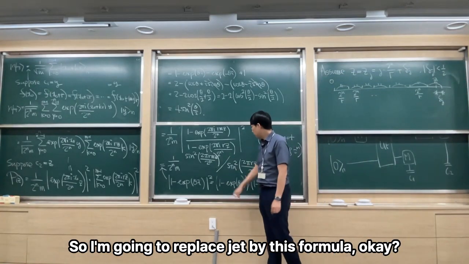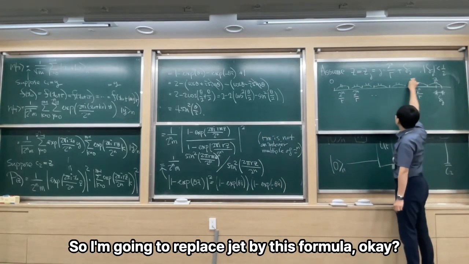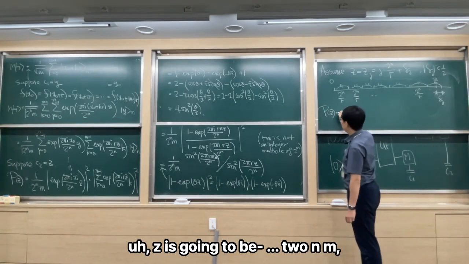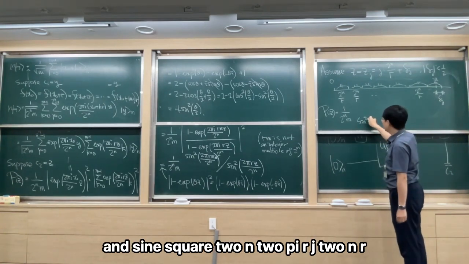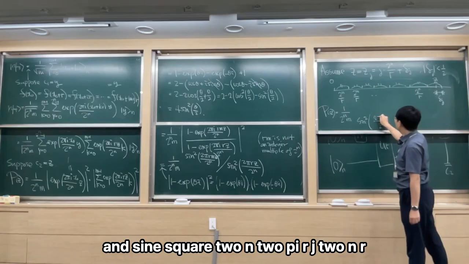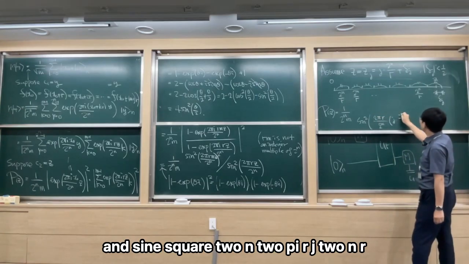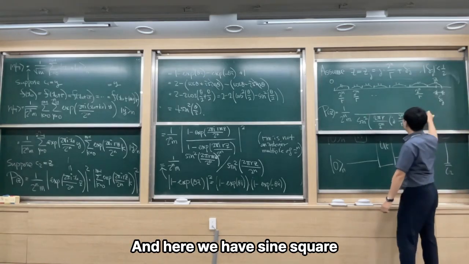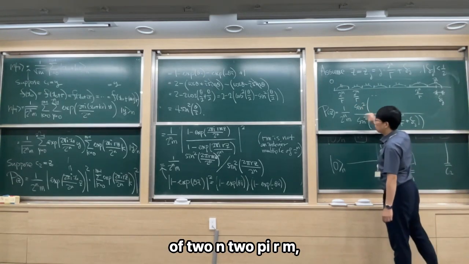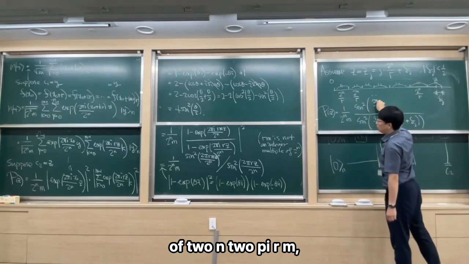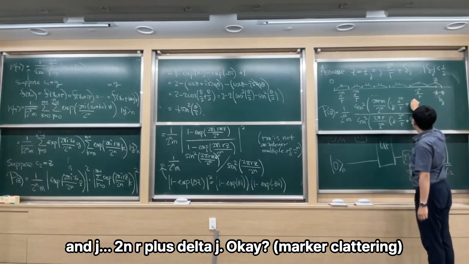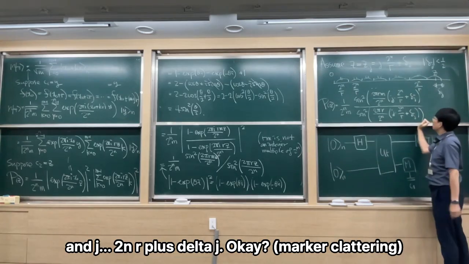So I'm going to replace j by this formula. In this case, P(Z) is going to be 2^n m and sine squared of 2π r j over 2^n r plus delta_j, squared. And here we have sine squared of 2π r m j over 2^n r plus delta_j.